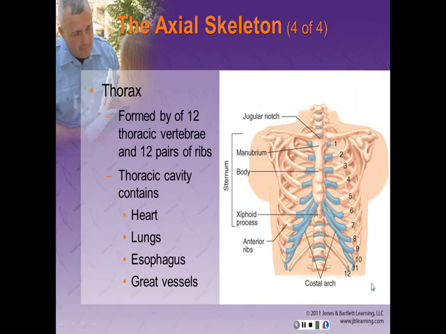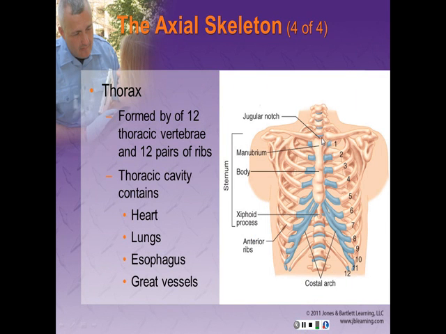The thorax is formed by the 12 thoracic vertebrae and the 12 pairs of ribs. The thoracic cavity contains the heart, the lungs, the esophagus, and the great vessels. At the midline of the chest, front is the sternum, and that is made up of 3 parts, and we want to talk about these because their parts are very important.